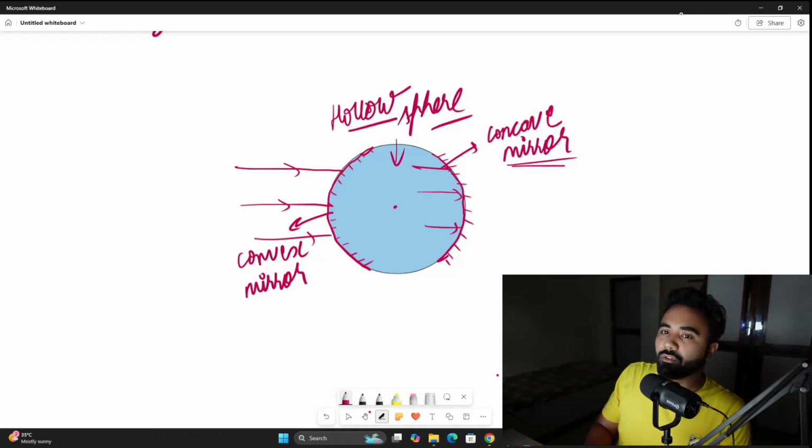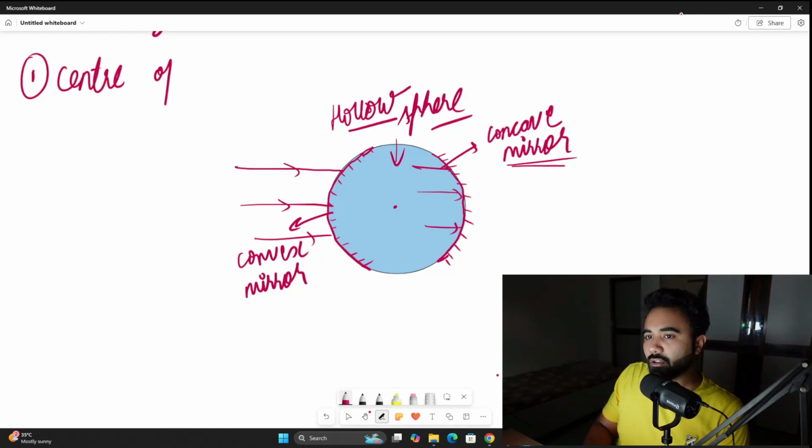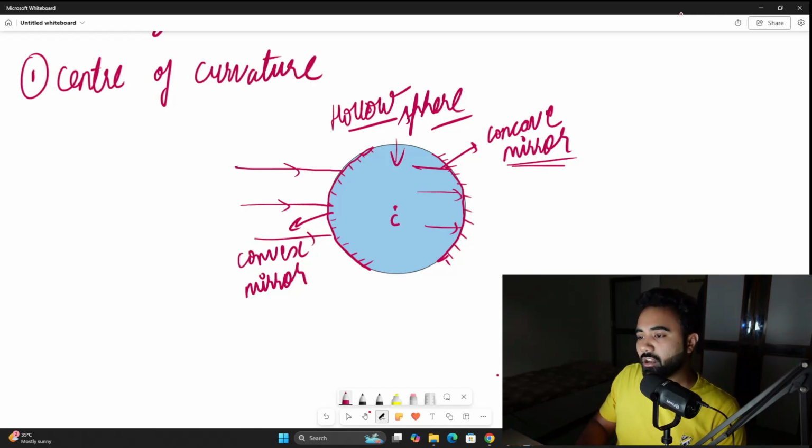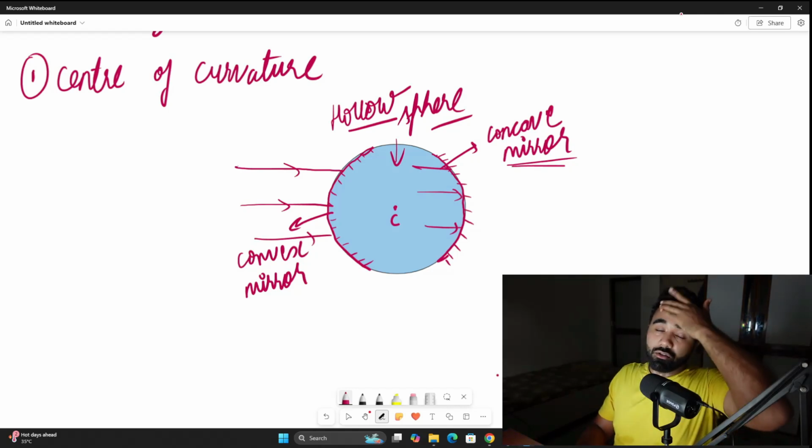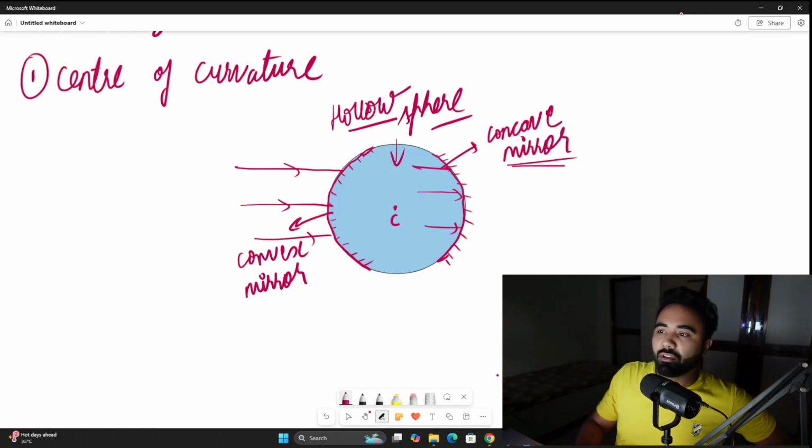Now let's focus. The first term that we must learn about is center of curvature. Center of curvature is the center of the circle or the hollow sphere of which the mirror is a part. If you look at it, this C and this C are both just small portions of a larger hollow sphere. So the center of that hollow sphere is called the center of curvature.